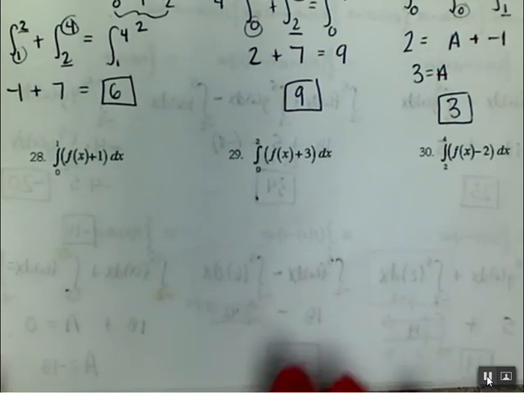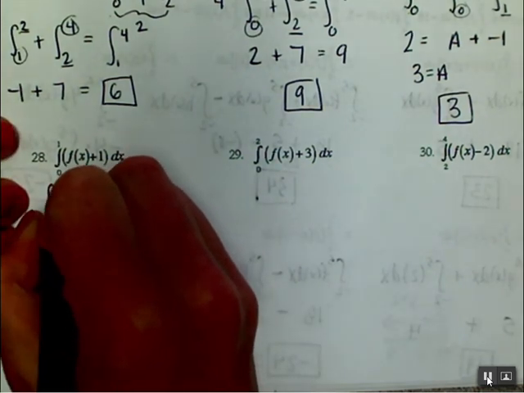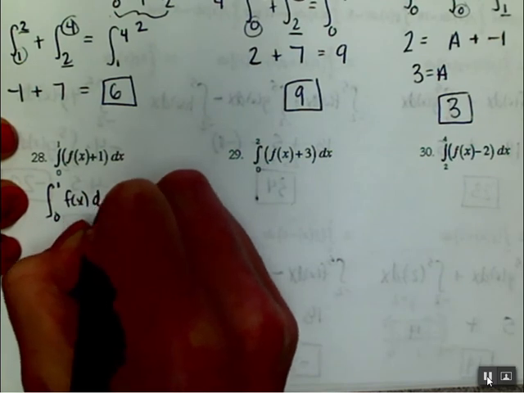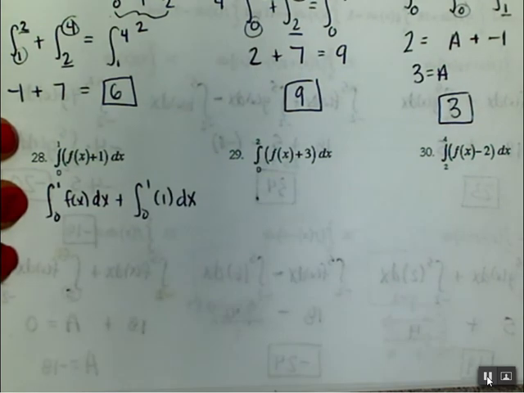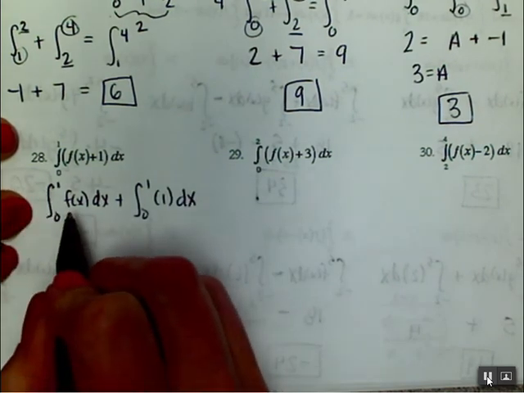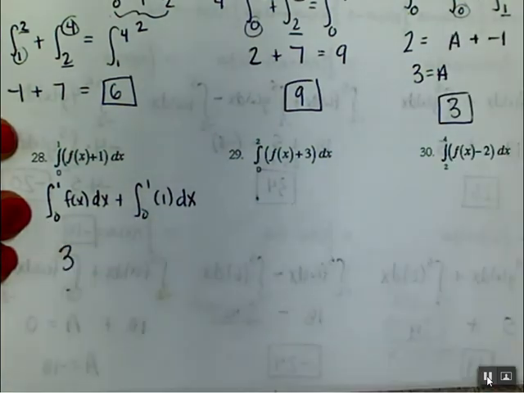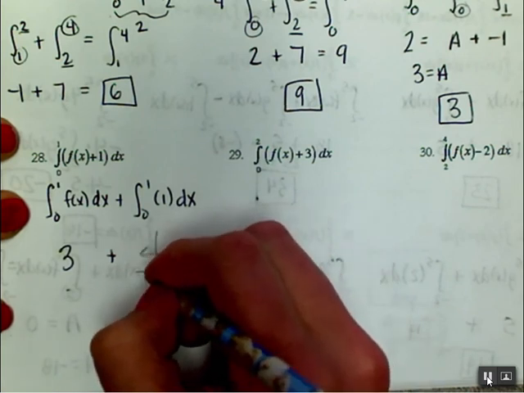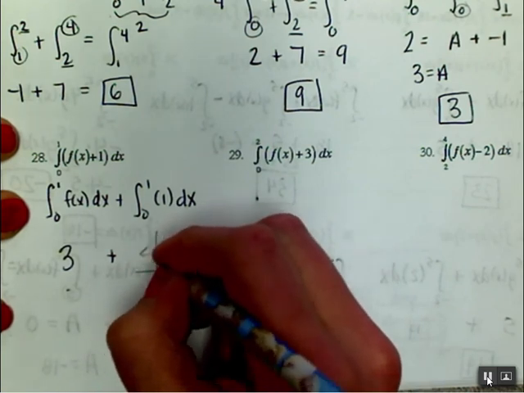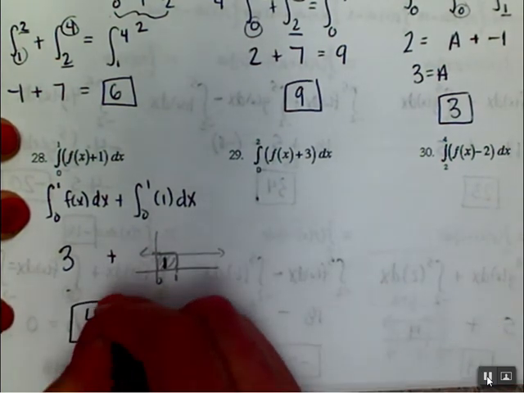Okay, try the next 3. Press play when ready. Go ahead and split them up. Okay, 0 to 1, f of x dx. Oh, I just did that number 27, so let's go ahead and copy our work. Oh, that's a graph. That's a 1 by 1 square, so we get 4.